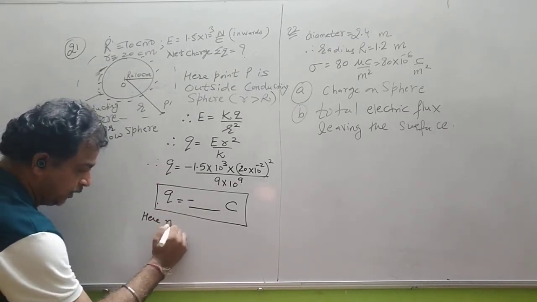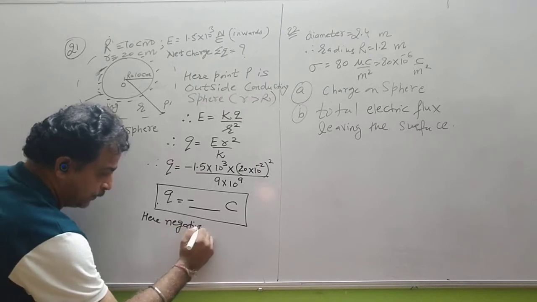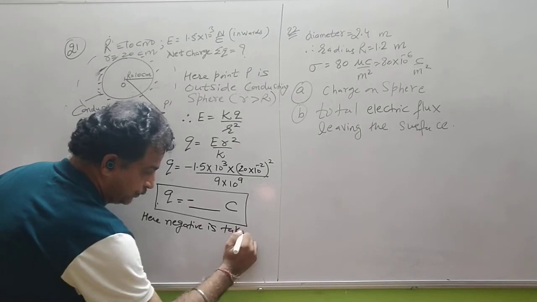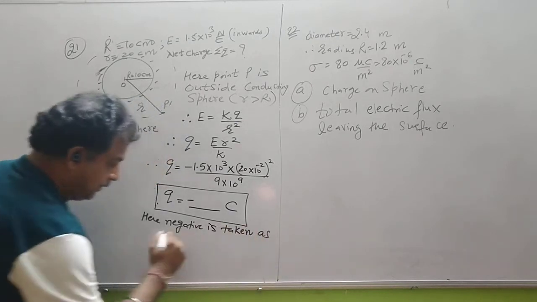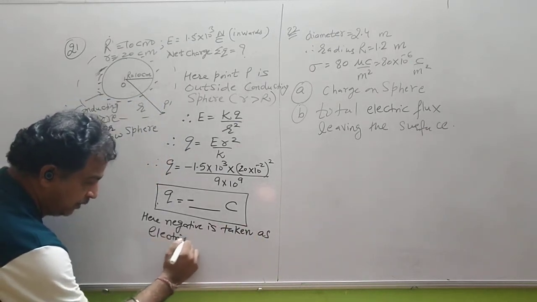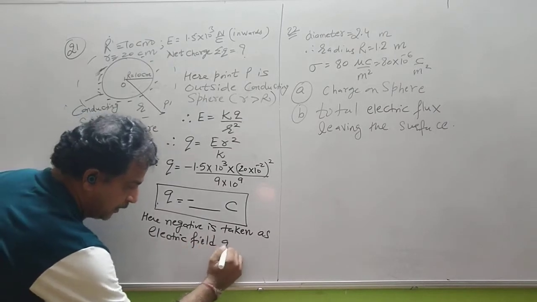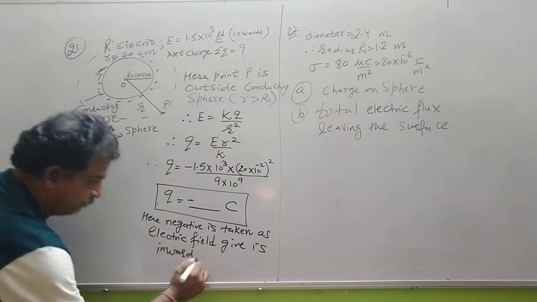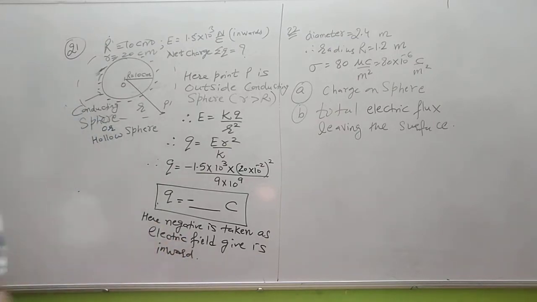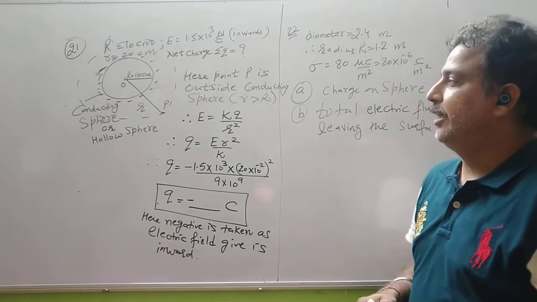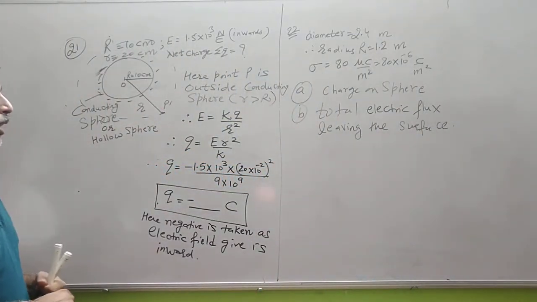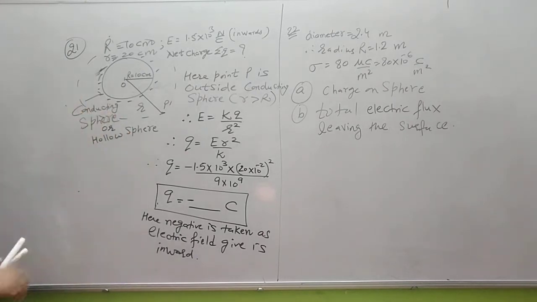Here we mention that the negative sign is taken as the electric field given is inward. So we have taken the negative sign for the electric field. So these are the direct applications of the hollow sphere or a conducting sphere using the Gauss law.